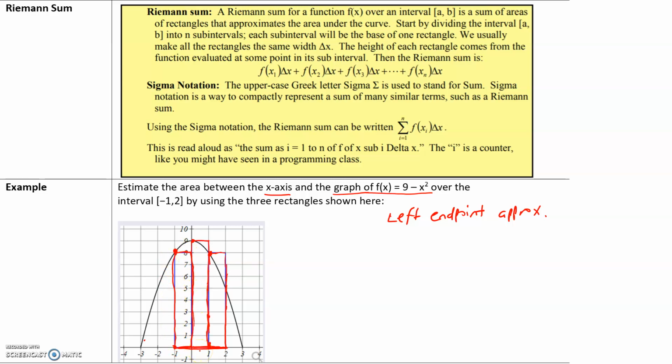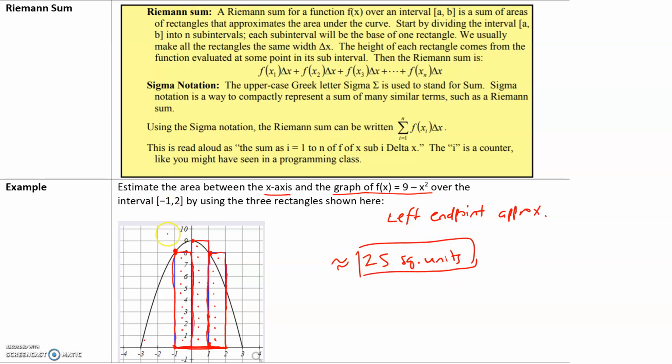And now for the area, I just have to count the number of rectangles. So I have 1, 2, 3, 4, 5, 6, 7, 8, 9, 10, 11, 12, 13, 14, 15, 16, 17, 18, 19, 20, 21, 22, 23, 24, and 25. So the approximate area is going to be 25 square units.